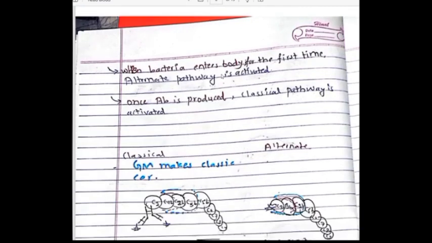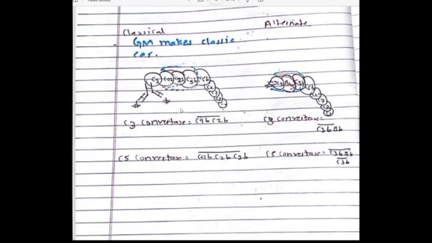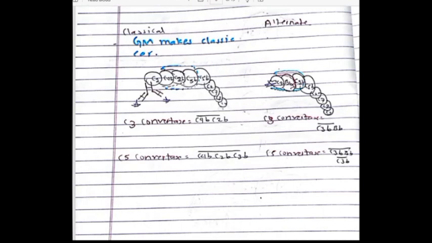When bacteria enter the body for the first time, which pathway is activated? When the body faces bacteria for the first time, there is no formation of antibody, so the alternate pathway is activated. But once antibody is formed, the classical pathway is activated. Classical pathway, GM makes classic car: C1, C4b, C2b, C3b, C5b, C6, C7, C8, C9. In the alternate pathway: C3b, BB, C3b, C5b, C6, C7, C8, C9.